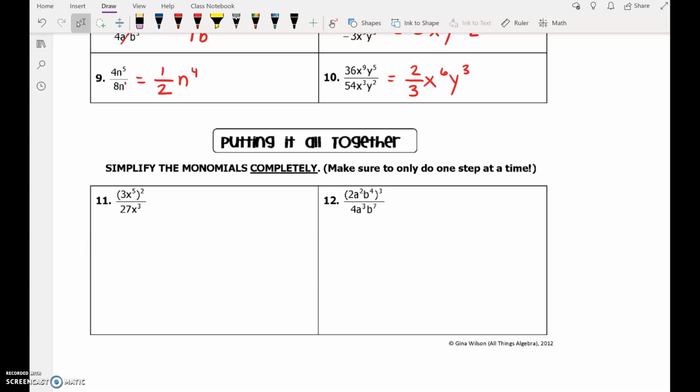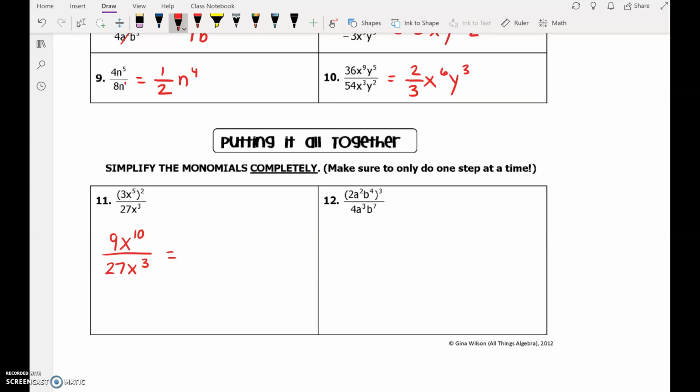So in number 11, the numerator, the top of the fraction, it is a power to a power. So I am going to take and simplify the top first. 3 to the 2nd power is 9. And here I actually multiply 5 and 2. I would get 10. So from here, I keep the denominator, and now I can reduce.